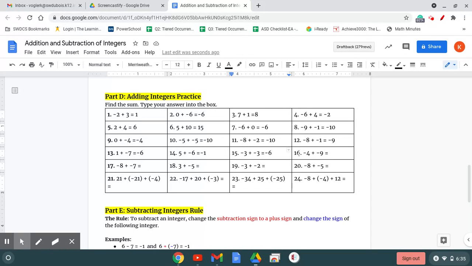All right, we have two negative signs. Two negatives, same sign. Keep the sign and add. We're going to keep our negative. And then 4 plus 9 is 13. So negative 4 plus negative 9 is negative 13.